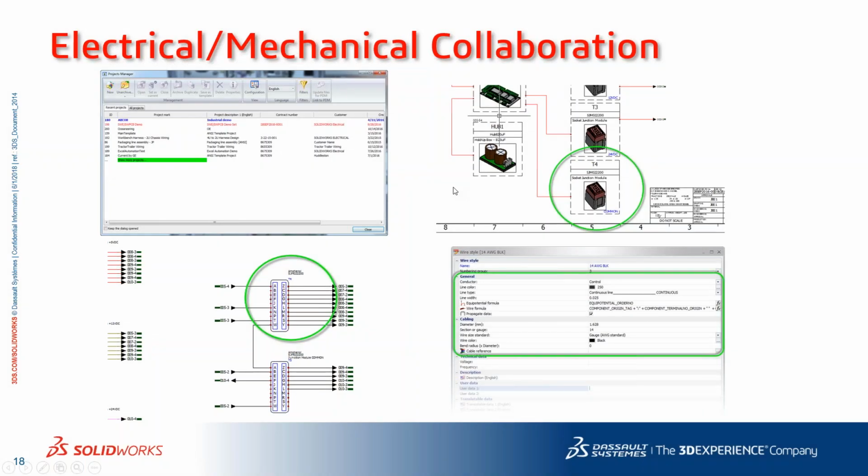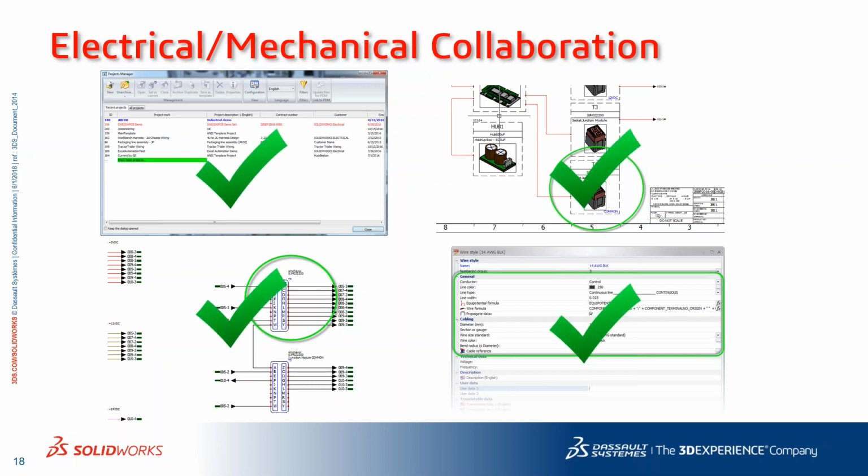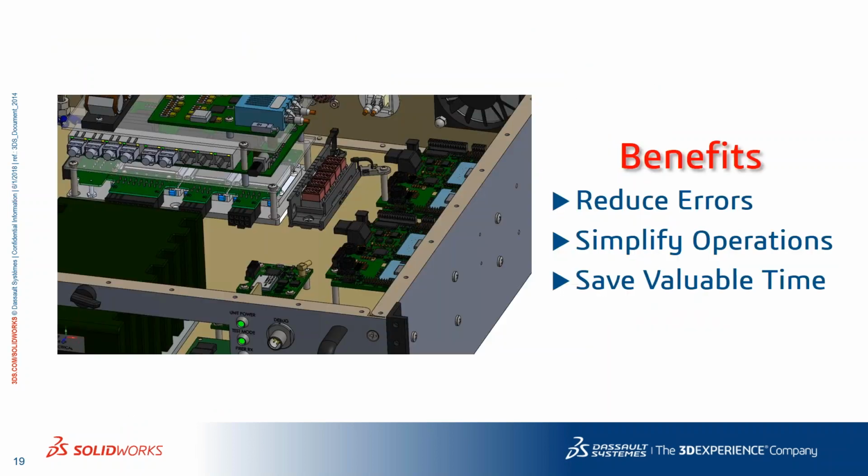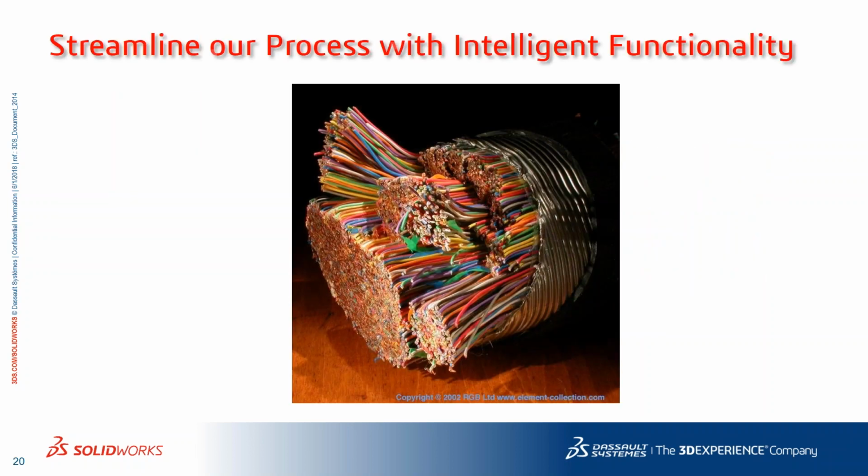So real quick, what we just covered is the communication and collaboration between the electrical and the mechanical space. We talked about that line diagram, as well as that detailed schematic symbol and the communication between those two, as well as the wire attributes, which we'll see a little bit more of, and we're going to open that up to show a little bit more detail in just a few minutes. The benefits of this is being able to reduce our errors, of course, simplifying our operations, and save a lot of valuable time, because, again, we're opening up that communication between the electrical and the mechanical space.